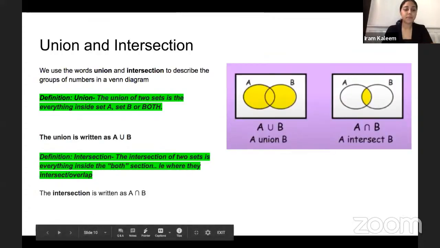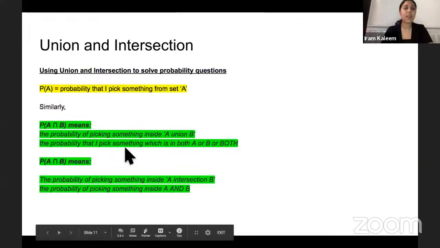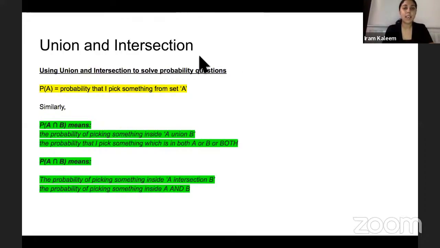Okay, hopefully you've got all that down by now. Okay, so finally, and this is probably one of the last things that we'll be learning in terms of the content for probability. So union and intersection.